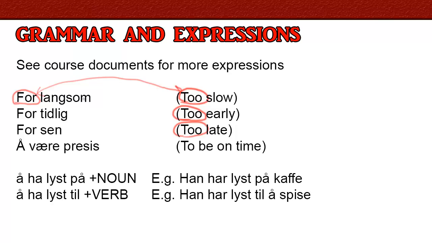So, for langsom, and then for tidlig, too early, for sen, too late, å være presis, which in present tense would be han er presis, he's on time or he's arriving at the appropriate time. Yeah.